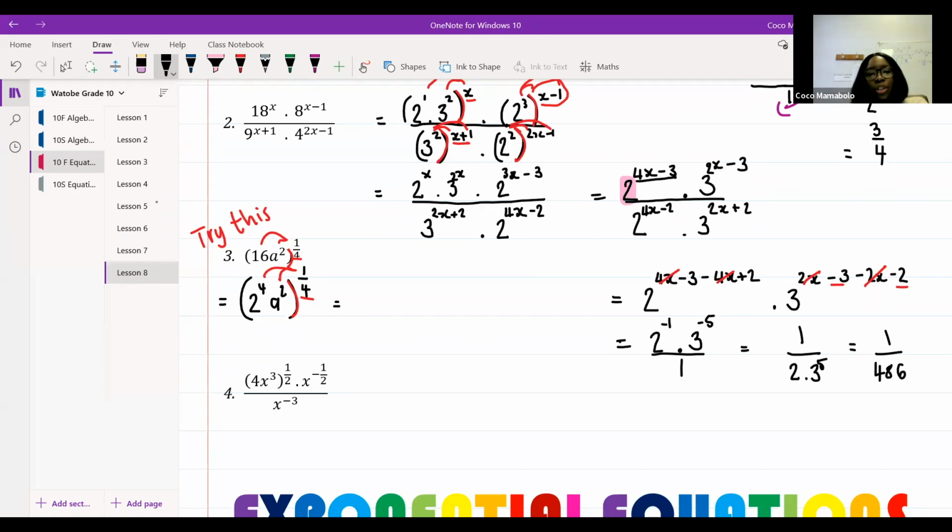Okay, so I'm going to get 2 to the power of 1. Always keep the base. Because we've got a bracket and an exponent, we need to multiply the exponents. So I'm going to get 2 to the power of 4 times 1/4, which will give me 1. And then over here, I'll end up with a to the power of 2 times 1/4, which will give me 1/2. And that's what I will end up with.